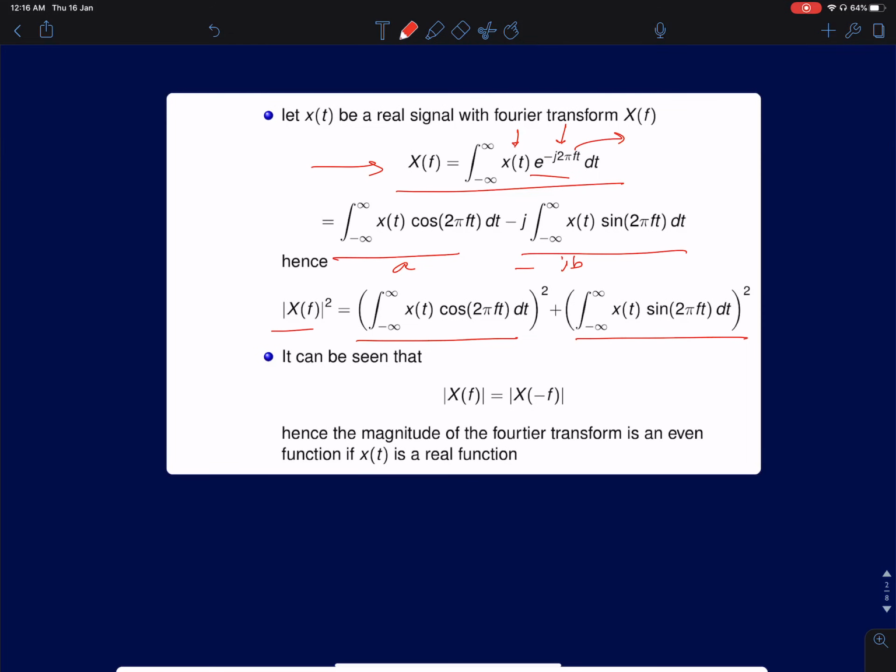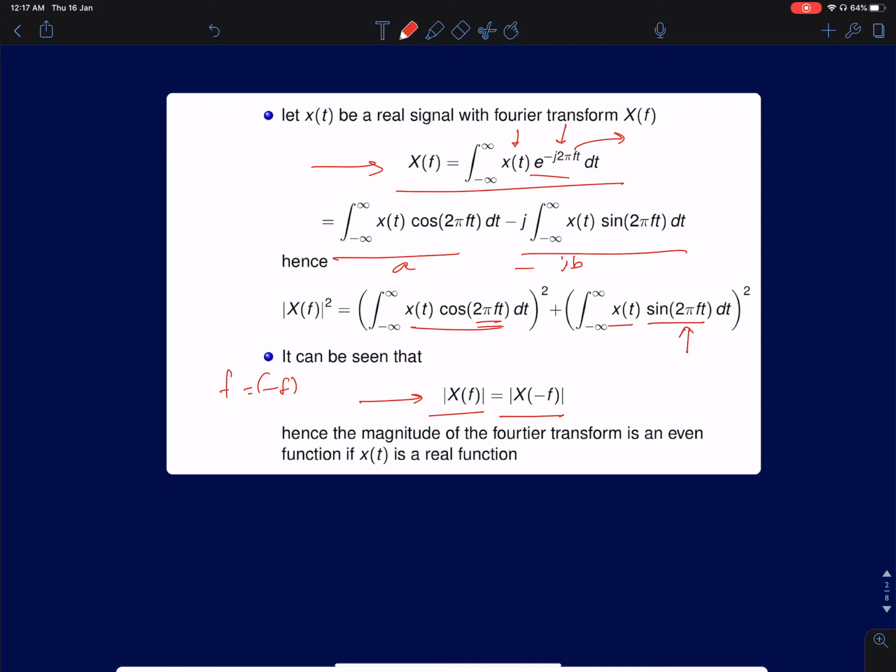Now when you look at these squared imaginary and real parts, if x of t is real, what can we say about x of f? That's what we have to conclude from this expression. First I'll substitute f equal to minus f. Cos of minus theta will again be cos theta, so this term will remain the same. In this expression, when I substitute minus f, this term will become minus sin theta. And then when you square it, again it will become plus. So the modulus of x of minus f will be equal to the modulus of x of f.